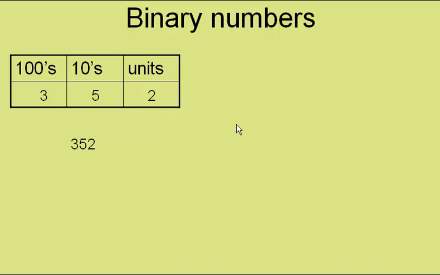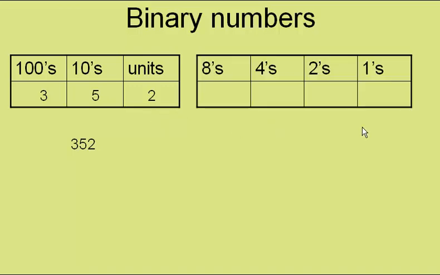The binary system is based on twos, so this column is twice as big as the first column, this column is twice as big as this, and the 8's column twice as big as the 4's column. So the number 13 we could write as 1-8, 1-4, no 2's, and 1-1. 8 plus 4 plus 1 equals 13.